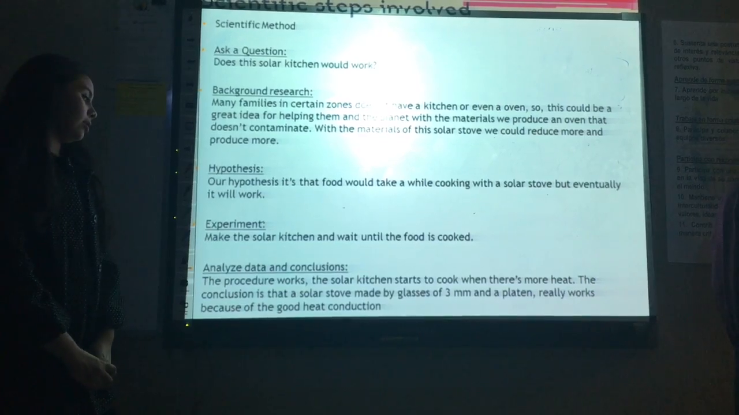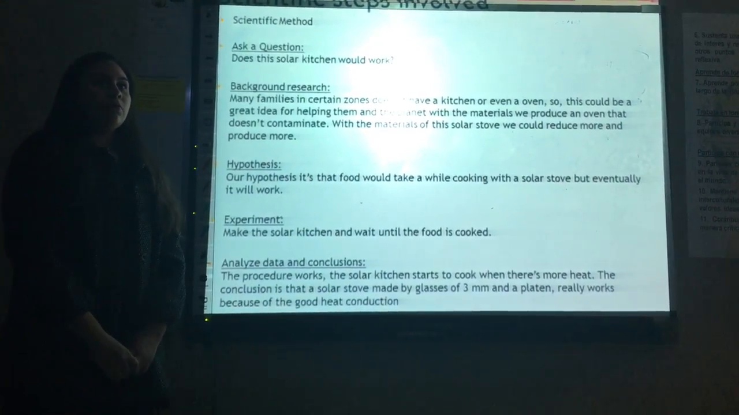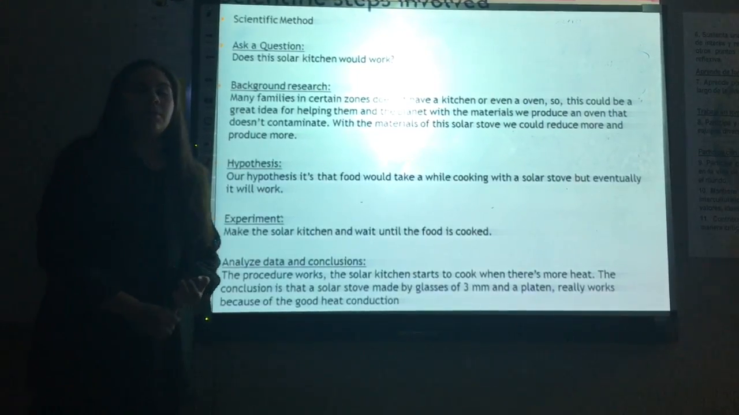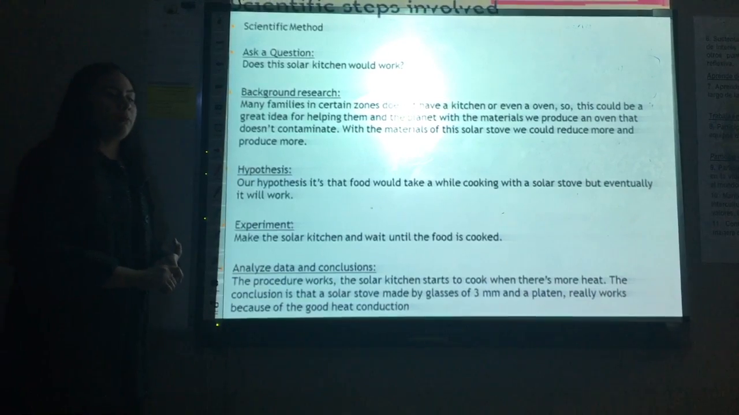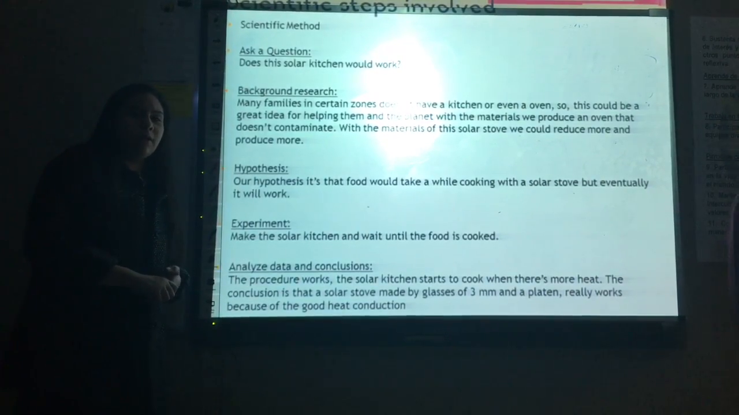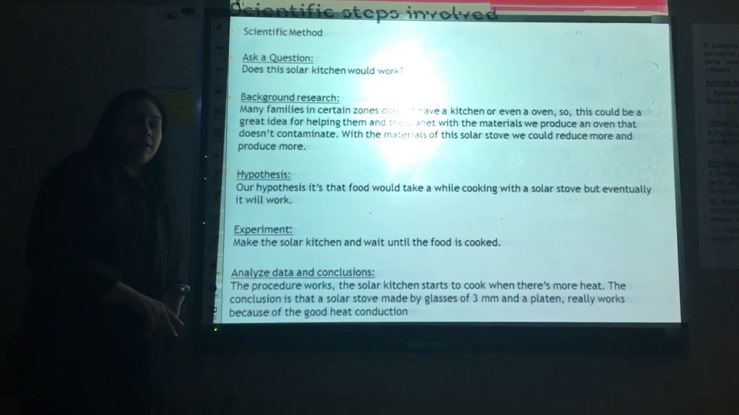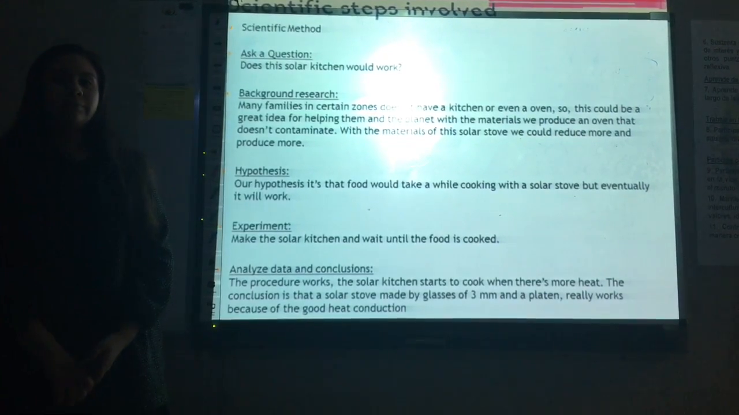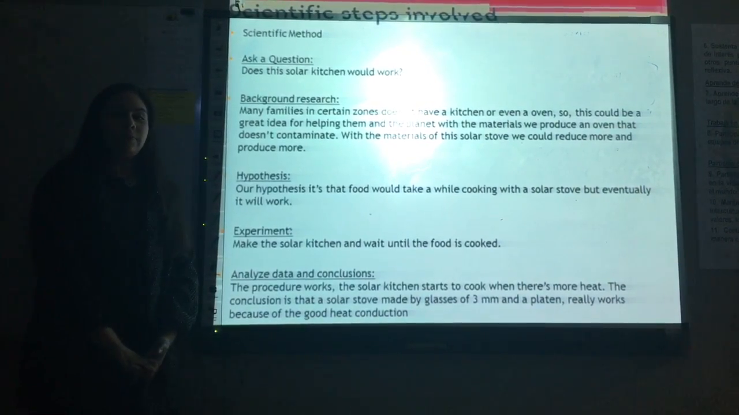The conclusion is that the solar stove made of glass helps both the people and the environment, by not using gas. And for persons that don't have many resources to buy an oven, we can help by doing this project, and it's cheaper.